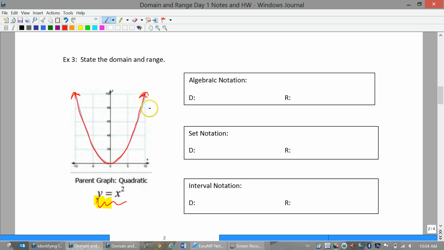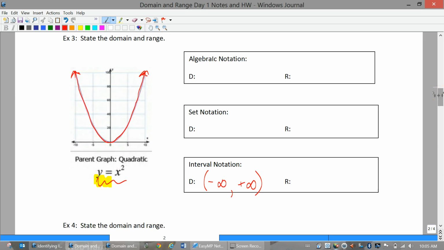So the picture should actually look like that with arrows at the end. Let's go to interval notation. Remember our questions: bracket or parenthesis, and how far to the left? Does it go forever to the left? Yes. It's a parenthesis, not a bracket. Forever to the right? Yes.